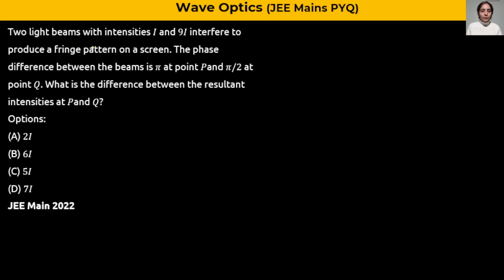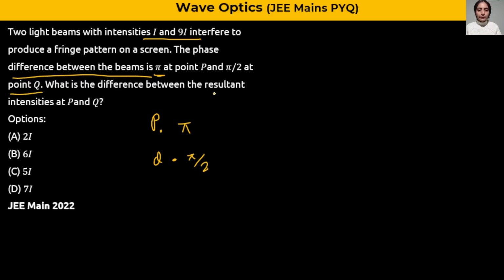Now let us talk about this one. Two light beams with intensity interfere to produce a fringe pattern on the screen. The phase difference between the beams is pi at a point P and pi by 2 at point Q. So at point P, phase difference is how much? Pi, and at point Q it is how much? Pi by 2.